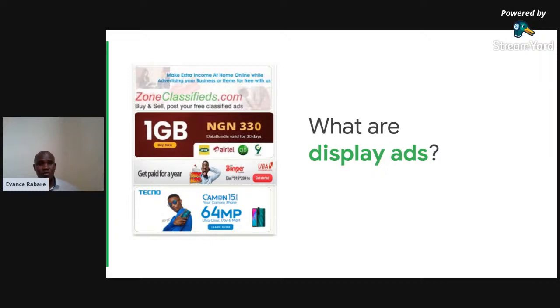To help you understand what a display ad is, we have a zoneclassify.com advert here. Display ads are typically visual content that are displayed on a variety of publishers' sites. They look like posters or flyers, like the one that is there.